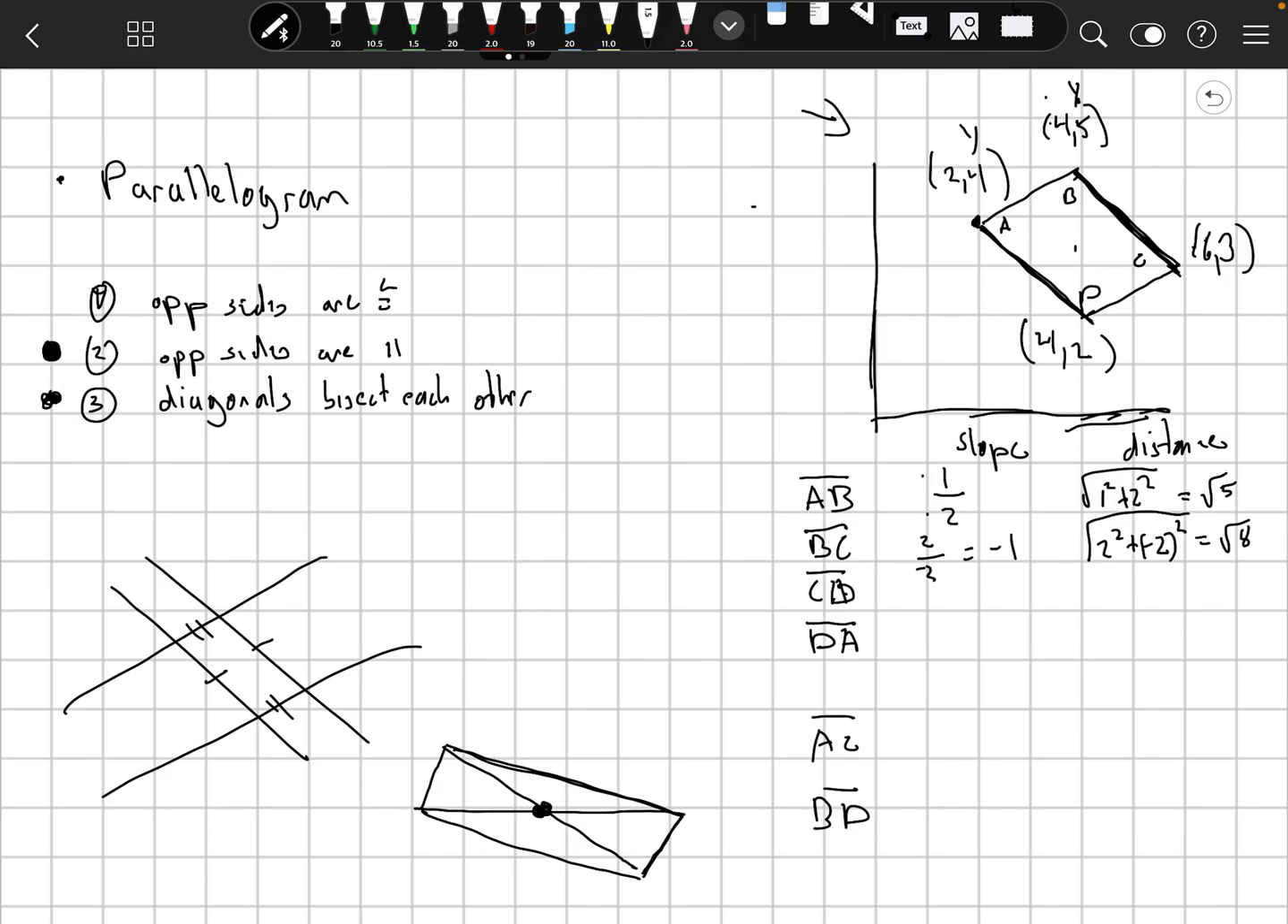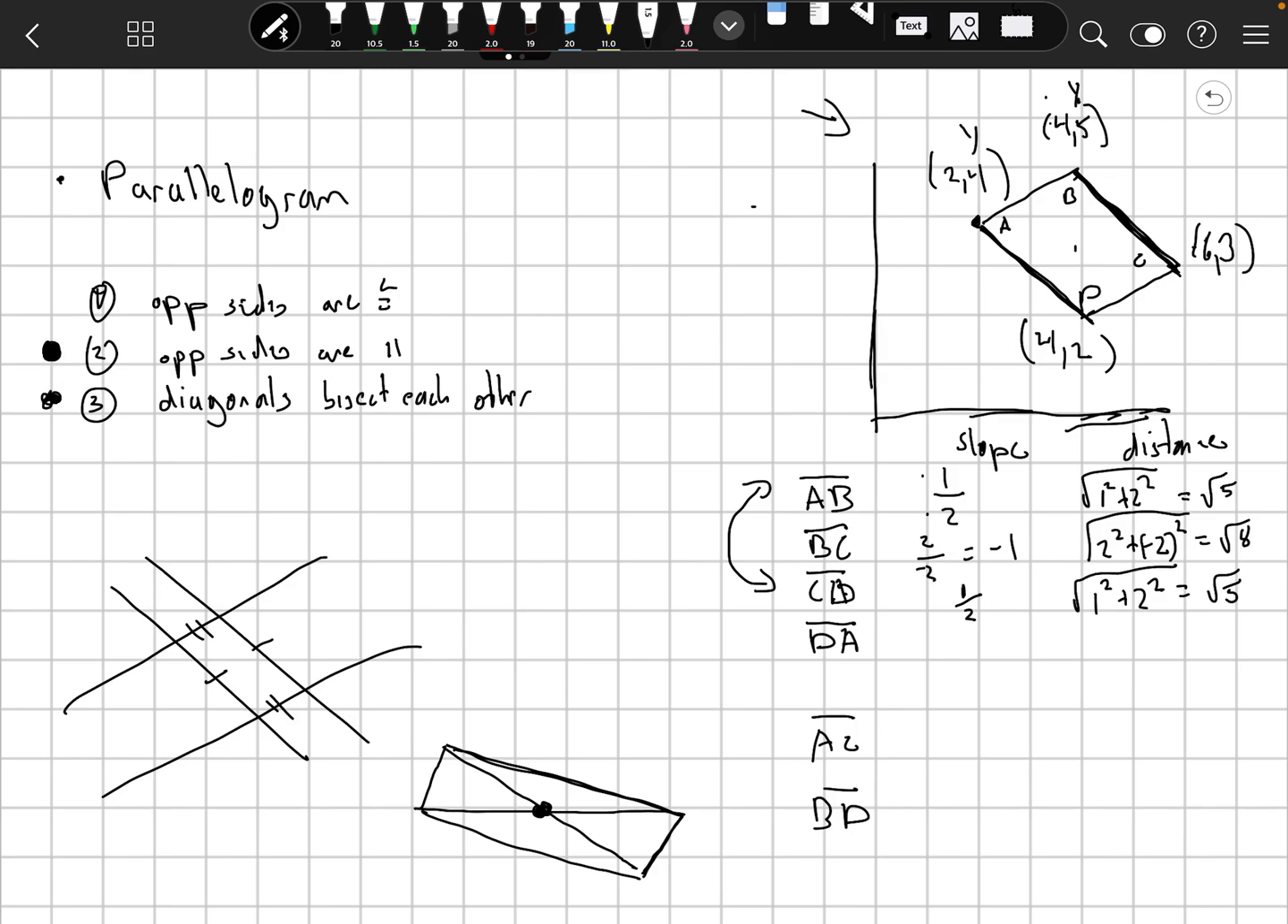Okay, we do it again for CD. This time it's 3 minus 2, that's 1. And 6 minus 4, that's 2, 1/2. And we kind of expected that to be the case if this is a parallelogram, because these slopes are the same. And if we did the distance formula, you can see that it's going to be square root 5 there.